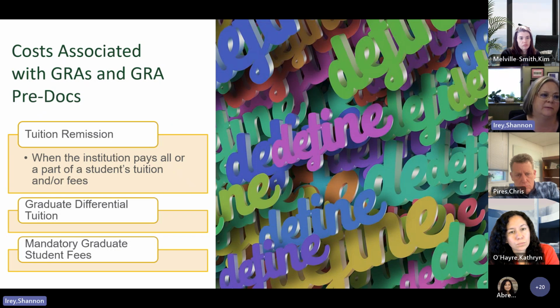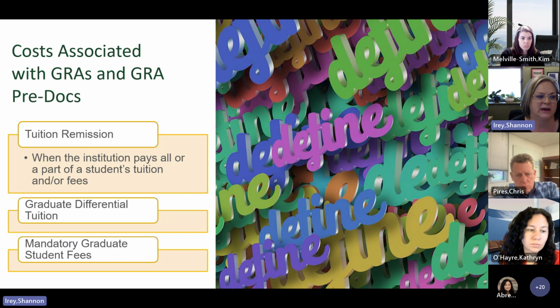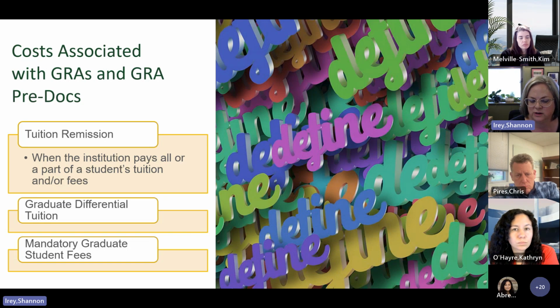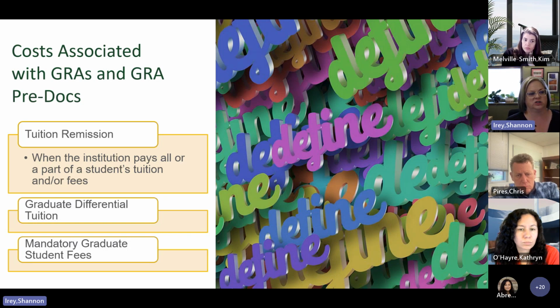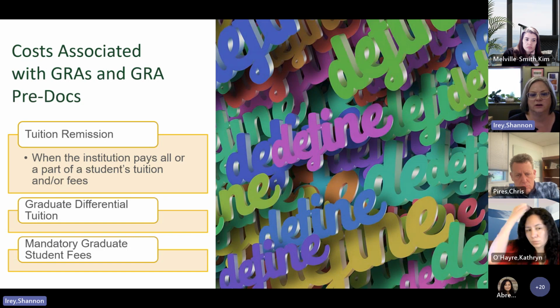Okay, so we have some other costs that are associated with GRAs and GRA pre-docs. Again, I'm not talking too much about GTAs and GSAs because that's not what our focus is, but we have some other terms, and one of them is tuition remission. And again, we throw out these terms a lot thinking that everyone knows what they mean, but I just want to make sure that we're all on the same page. Tuition remission is basically when the institution pays all or a part of a student's tuition and or fees. So that's all that means, is that we're paying a portion of those fees for a student.